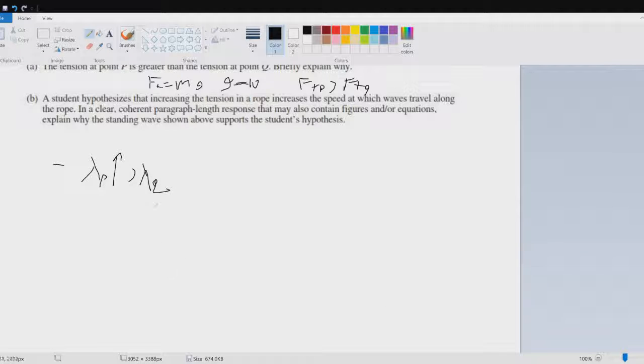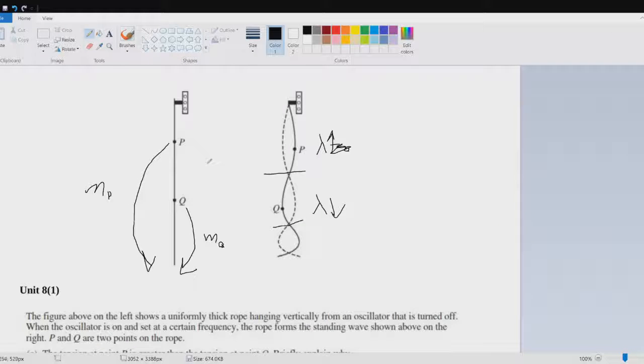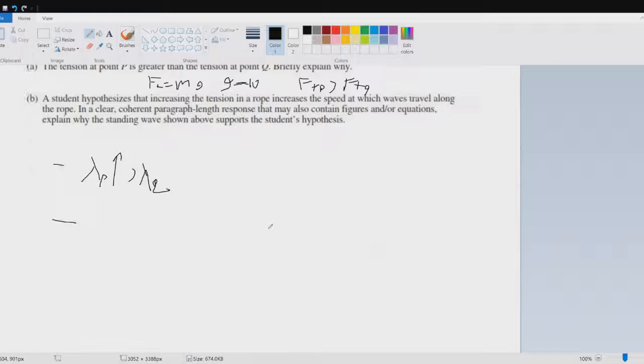And so then the next thing we want to note is that the tension below point P is greater than the tension below point Q. So then the force of tension is greater at point P than the force of tension at point Q.